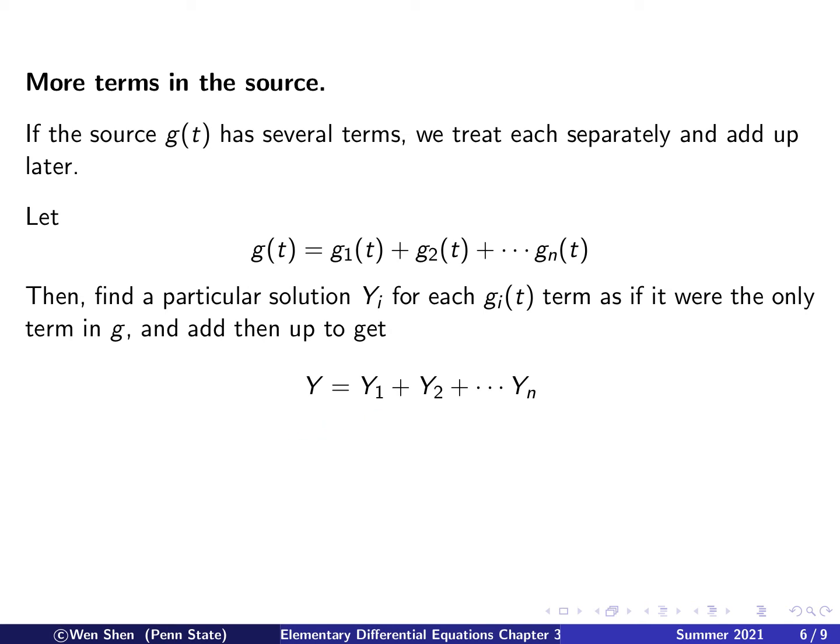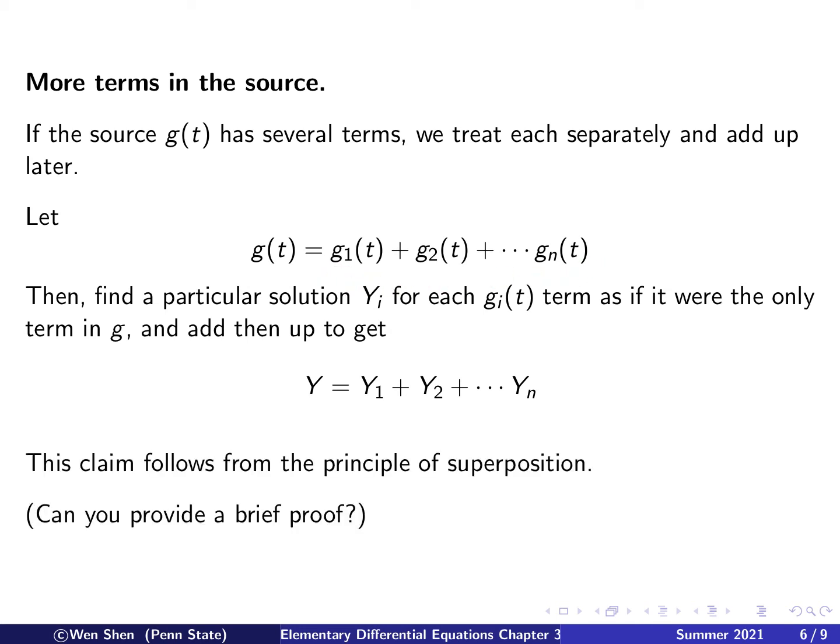So we claim that adding these Yi's up all together gives us a particular solution Y, where the right hand side is the sum of all these gi terms. Why is this claim true? Well, it basically follows from the principle of superposition for linear equations. We will not go through a proof here. If you are curious, I encourage you to work out a proof by yourself. It's not difficult.